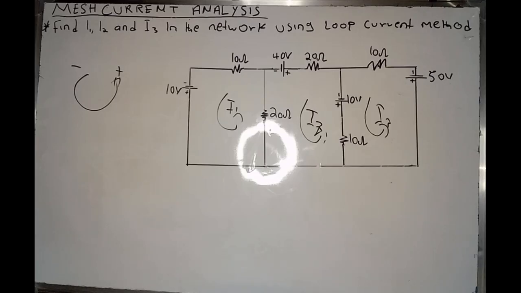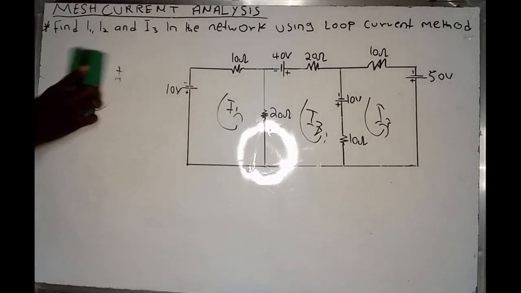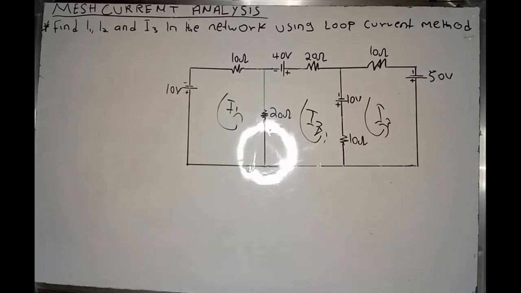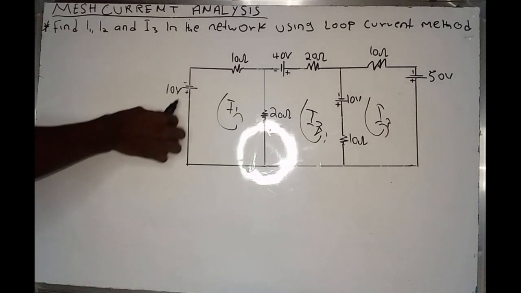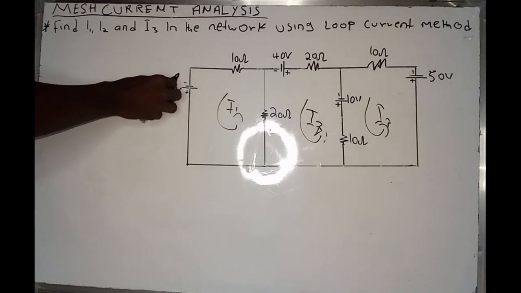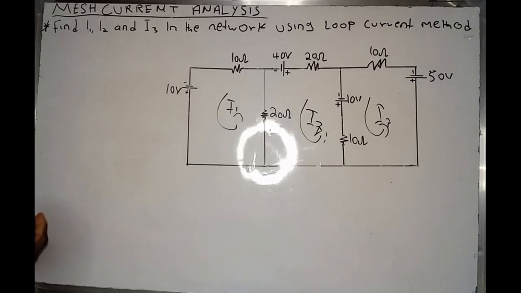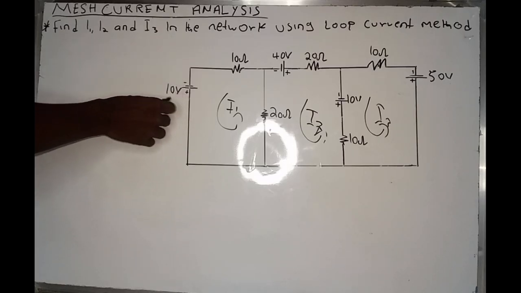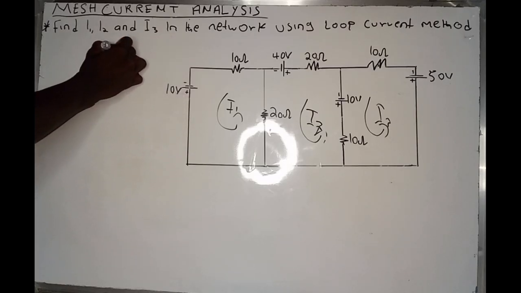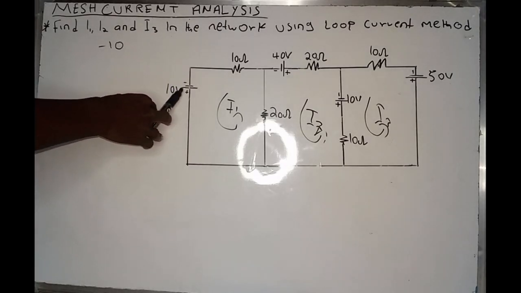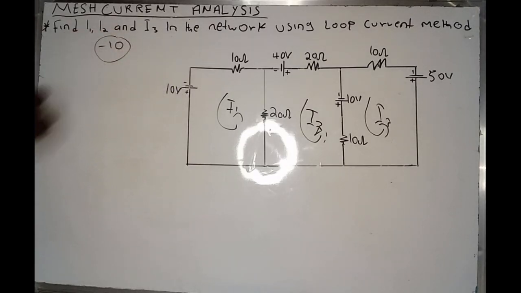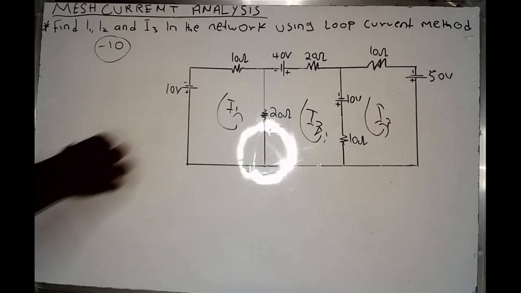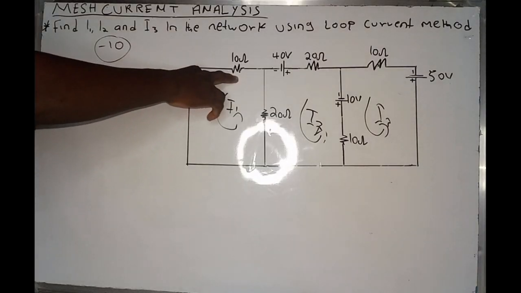How can we first identify the first loop, which is loop I1? We know that current usually passes from negative to positive. But if the current passes from positive to negative, it means that this 10 volt source should be negative 10. So therefore, this voltage will stay with a negative sign.